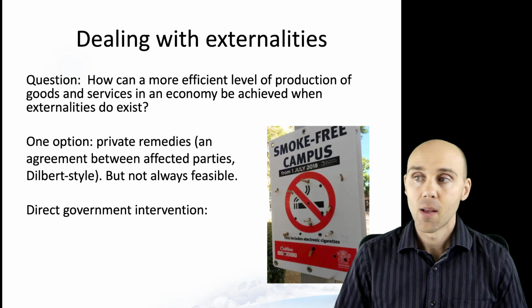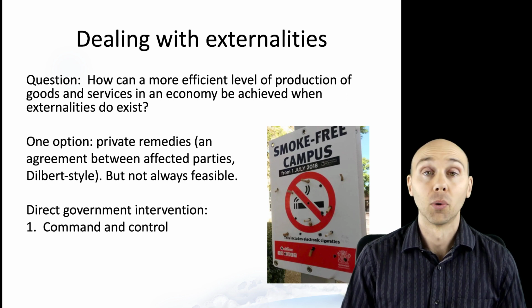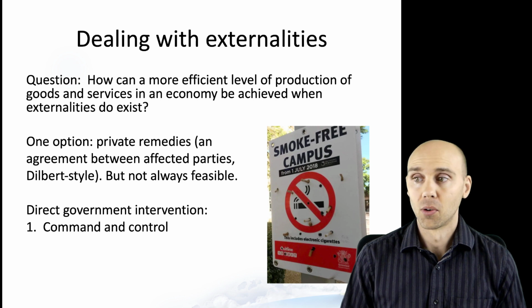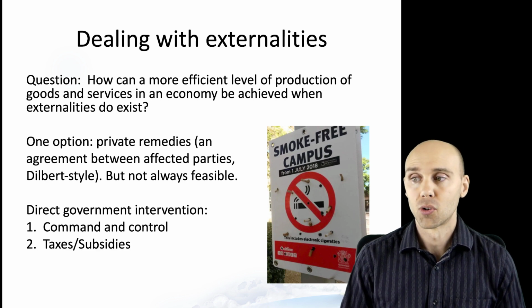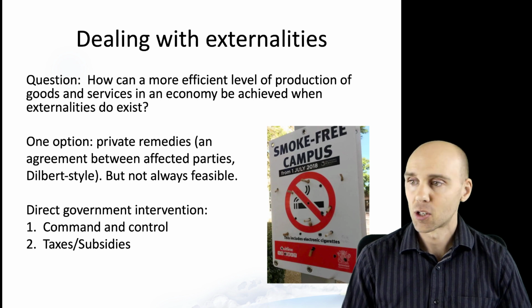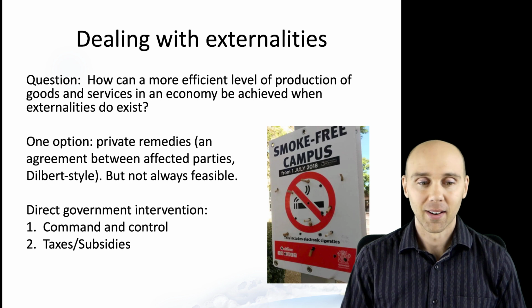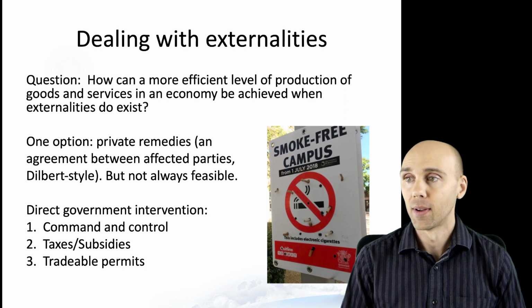Direct government intervention makes a lot more sense, and there are three different ways that they can do that. One's called command and control, one's called taxes and subsidies, and one's called tradable permits. Now these latter two fall into market-based instruments, whereas the first is obviously a little bit more authoritarian, and we've seen that one for example when it comes to the case of UQ and smoking.